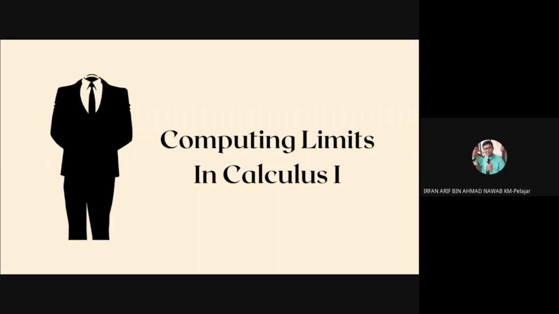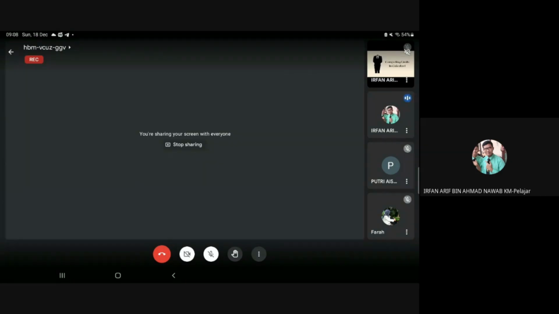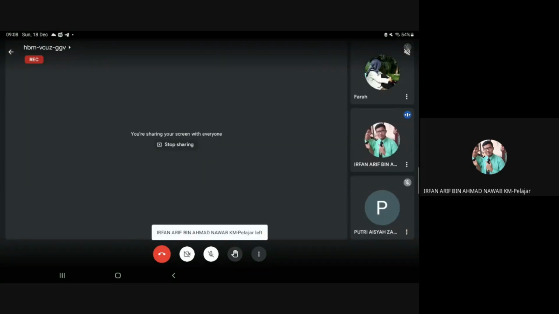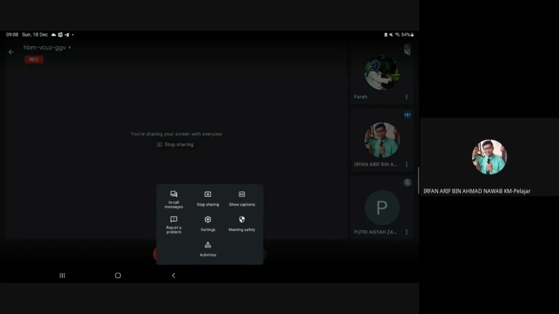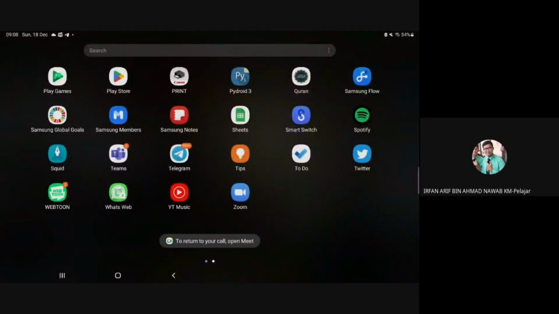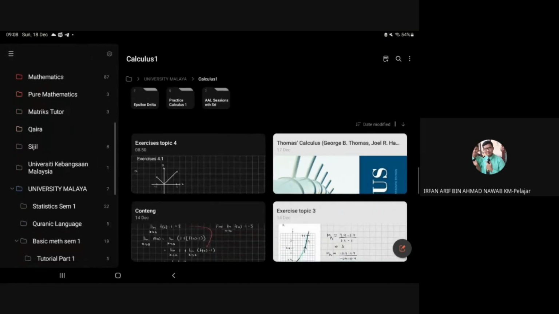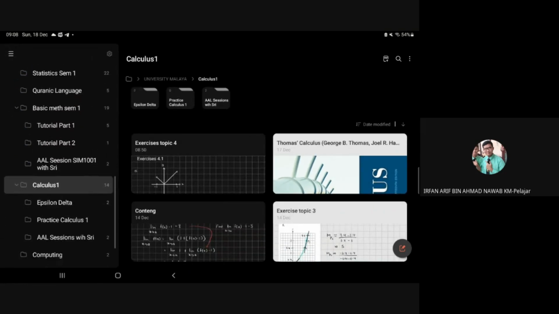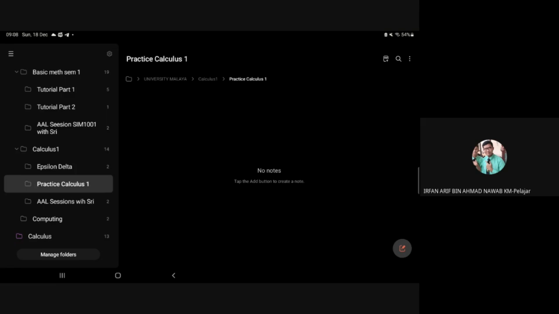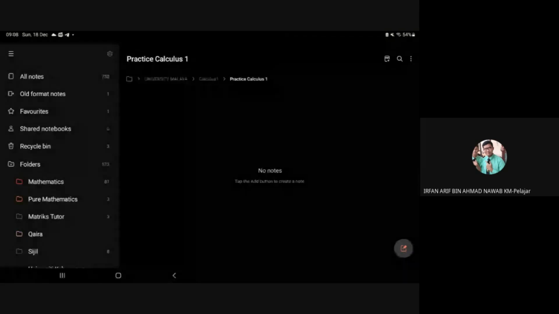Okay, so let's start with computing limits. Let's start with the most basic ones, and then we will work our way through to the hardest one that I could find. So let's go here. Practice. I think it's practice. Yeah, rather just practice.